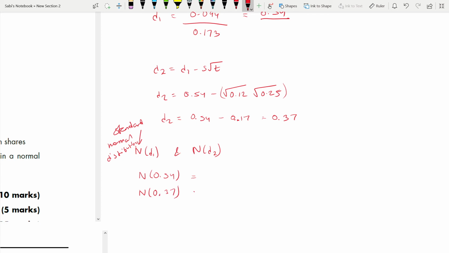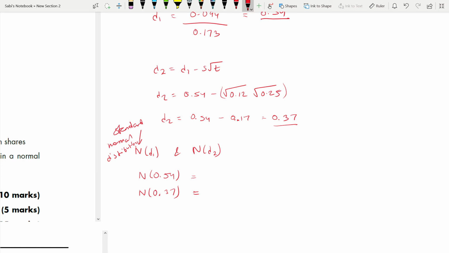Make sure that your D1 and D2 are always rounded up to 2 decimal places. Otherwise, you cannot use the normal distribution table. To use the standard normal distribution table, your D1 and D2 have to be rounded to 2 decimal places only. Not 3, not 1, but 2. So that's why it is 0.54 and 0.37. Now, these both figures, 0.54 and 0.37, we'll first use the table and find the value.